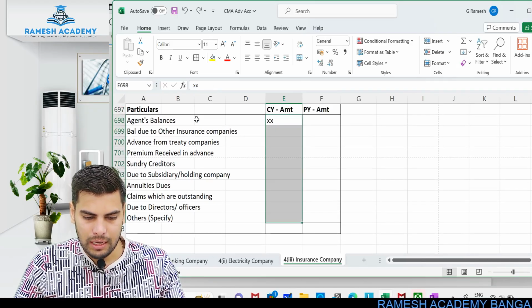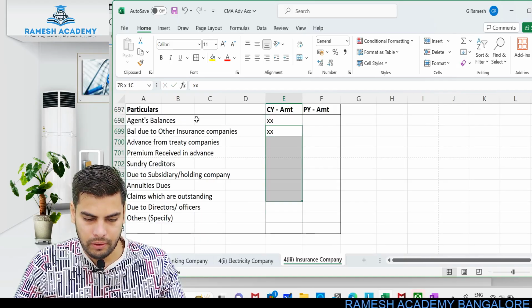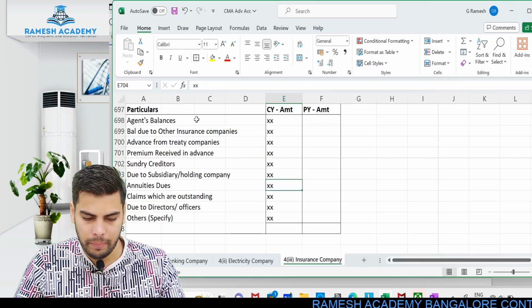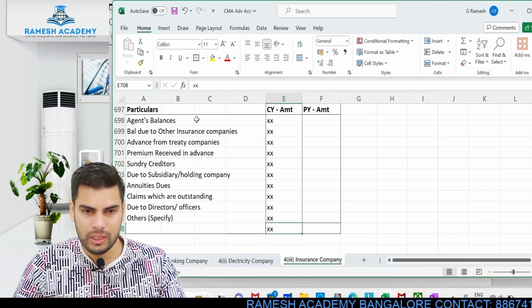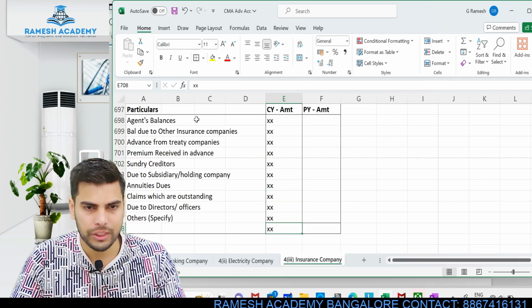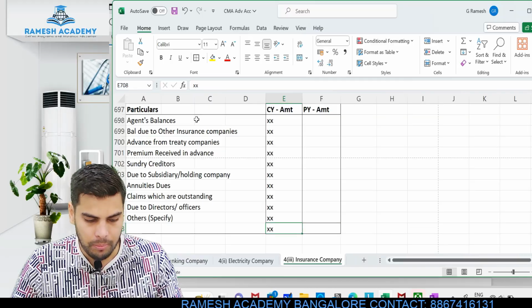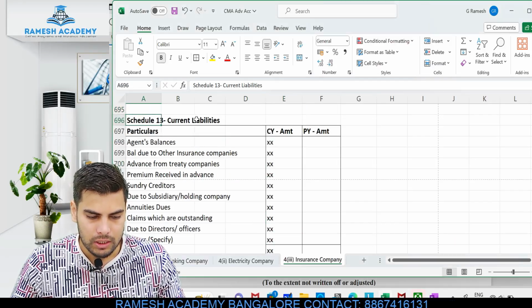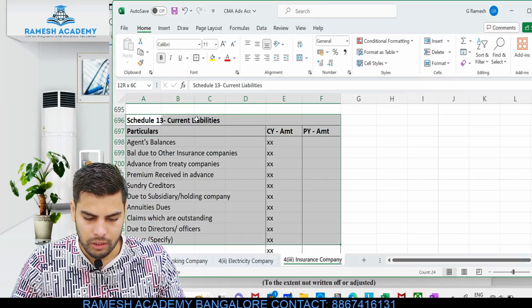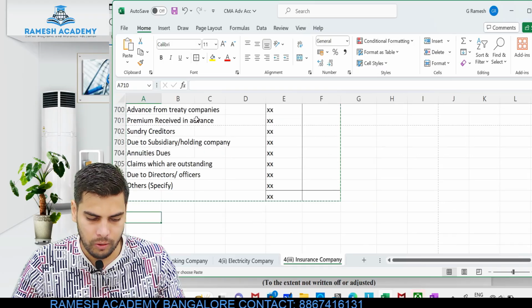So all these liabilities is what you'll be showing. I hope you guys can remember them. Once you see the item, you should be able to identify which schedule this item should form part of. That much knowledge would be more than sufficient. Then when it comes to schedule 14, this is relating to your provision. So schedule 14 is related to provision.